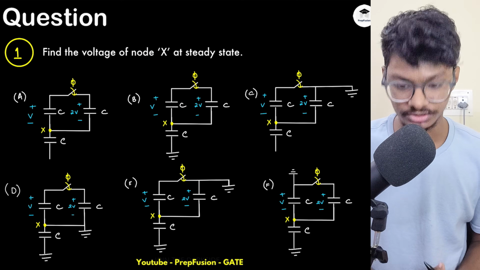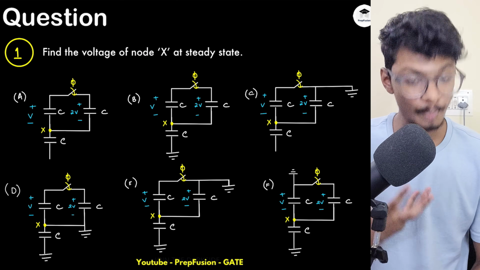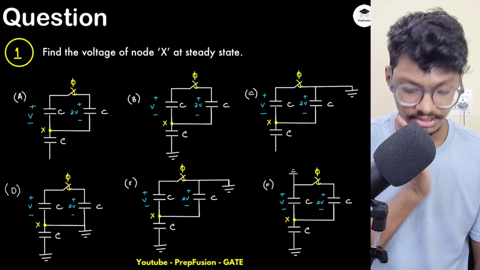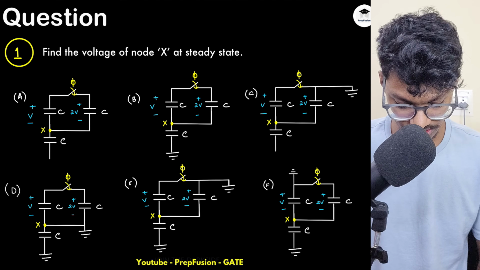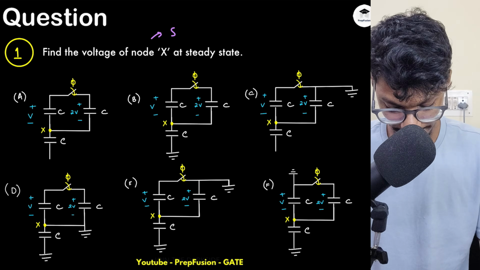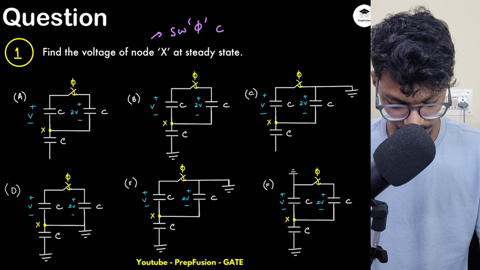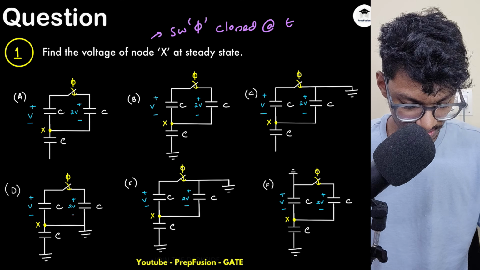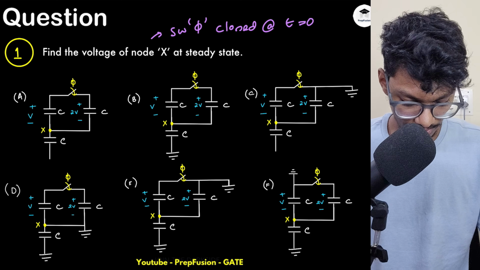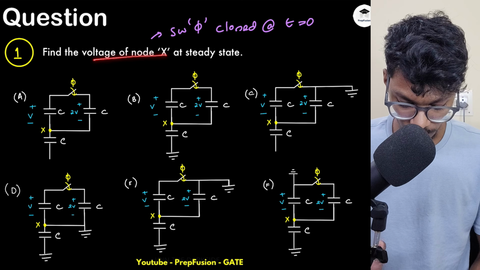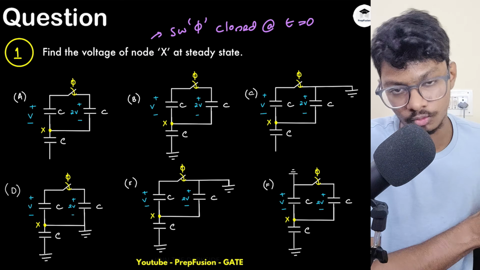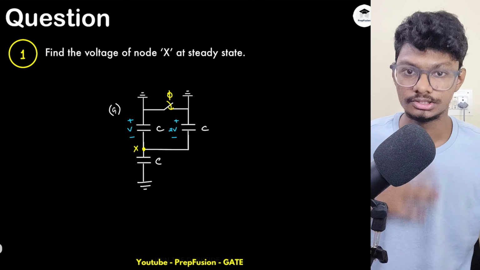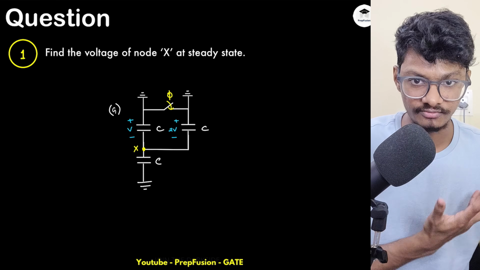So let's get started with the question. Here I have basically many circuits, right? And this switch phi is actually closed at t equals to 0. I will write here, switch phi closed at t equals to 0. If I close it at t equals to 0, what will be the voltage at the node X? Can you tell me the steady state voltage at node X? These are the 6 circuits and this is the extra 7th circuit. Try to pause the video, try to solve it by yourself, then you see my solution.